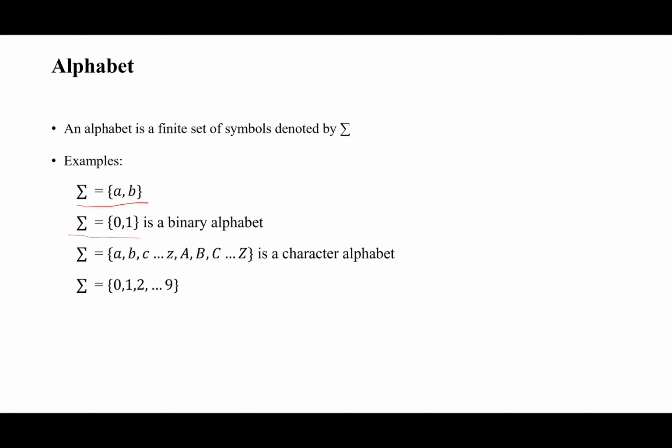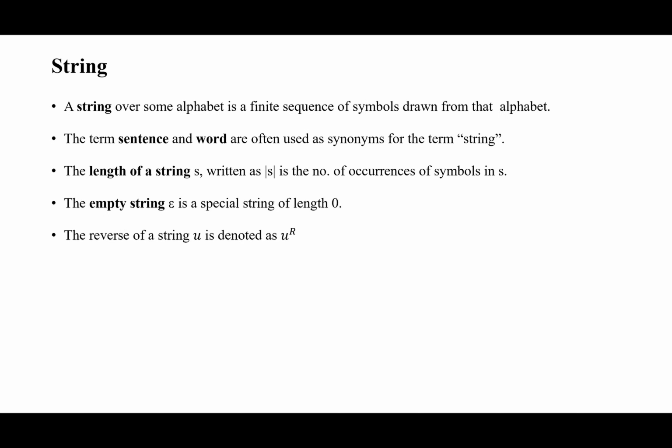Otherwise, if you are going to use the character alphabet, it may be uppercase or lowercase. So we can give sigma is equal to lowercase a, b, c up to z and uppercase A, B, C up to Z. Then if you are going to use the numeric value, sigma is equal to 0, 1, 2 up to 9. Okay. The next is string.